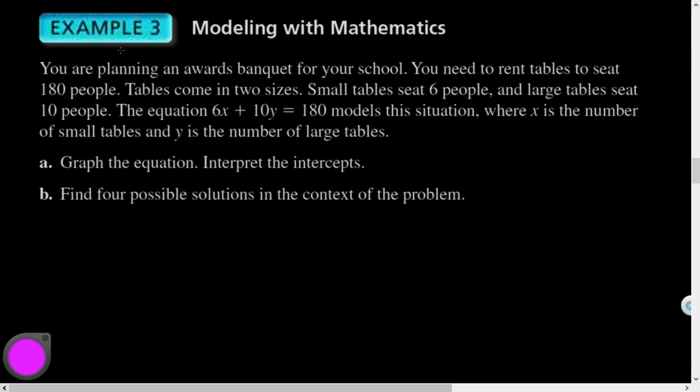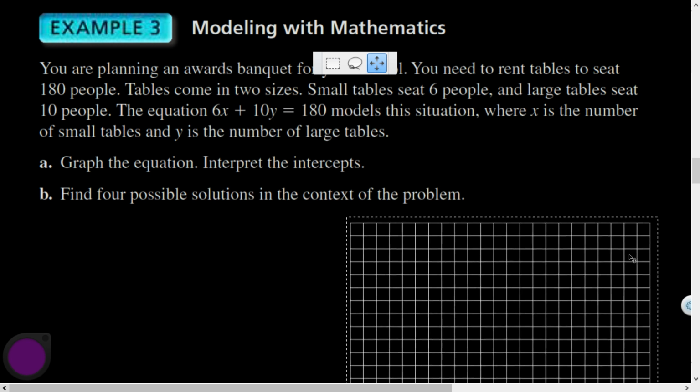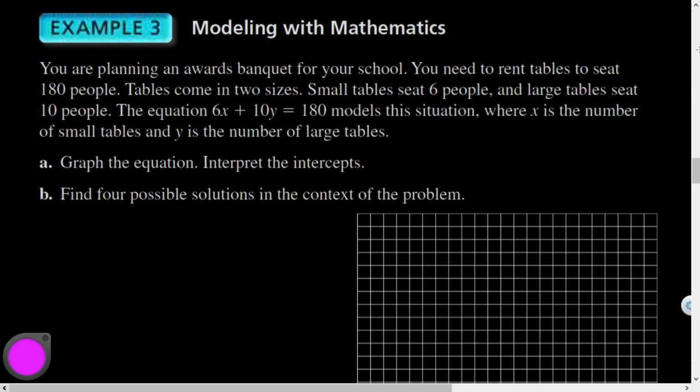Okay, so here we've got a word problem. Step 1, it's asking me to graph the equation using the intercepts method. I'm going to set myself up with a grid here. Probably have way more points than I need, but that's fine. So let's read this problem together. You are planning an awards banquet for your school. You need to rent tables to seat 180 people. Tables come in 2 sizes. Small tables seat 6 people, and large tables seat 10 people.